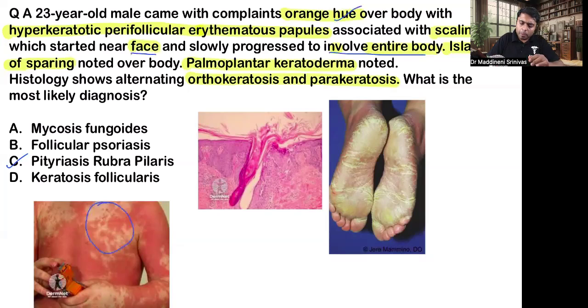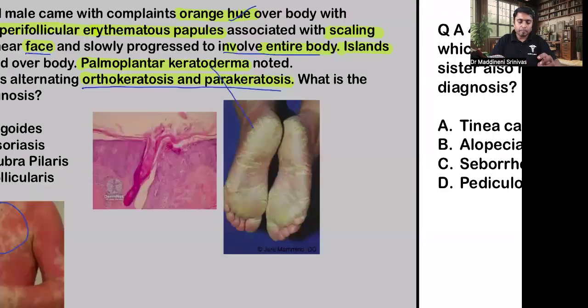Okay. And palmoplantar keratoderma is thickening of the skin over the palms and the soles. And this is a very classical histopath picture, orthokeratosis and parakeratosis, which is called as checkerboard pattern. Okay. So these are all the important clues.